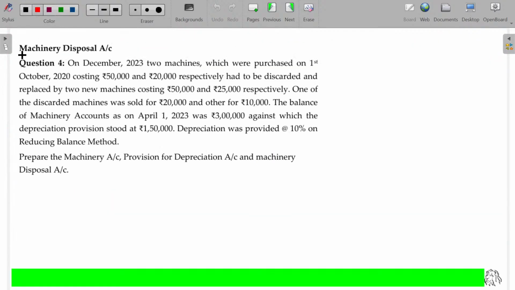Question number 4 is all about routing through the machinery disposal account. You have to prepare the machinery account, provision for depreciation account. It means we have a provision also. Depreciation is accumulated in the provision for depreciation account in this model. And we have one more account called machinery disposal. So whenever we sell an asset, it should be transferred from the assets account, as well as any accumulated depreciation on the asset sold available in the provision for depreciation should also be transferred from that account to the machinery disposal account. Okay.